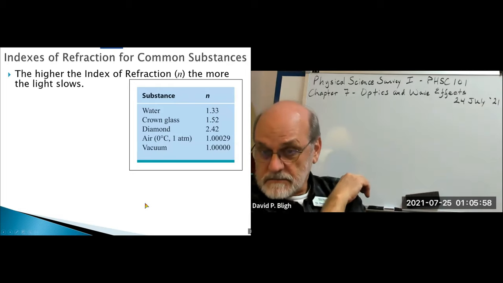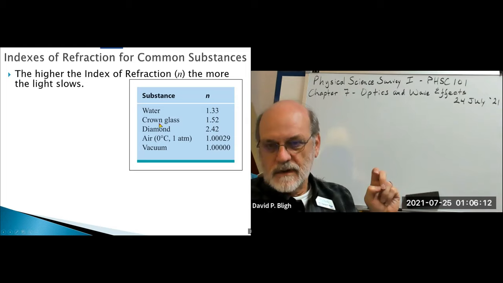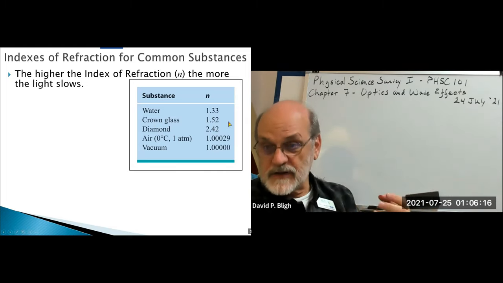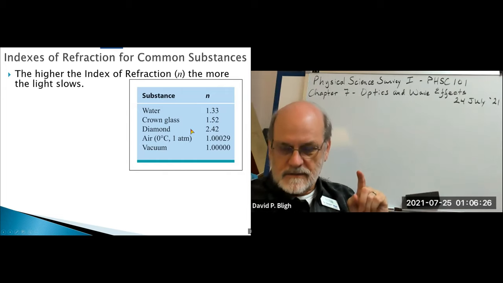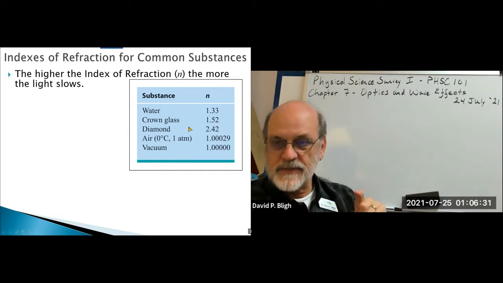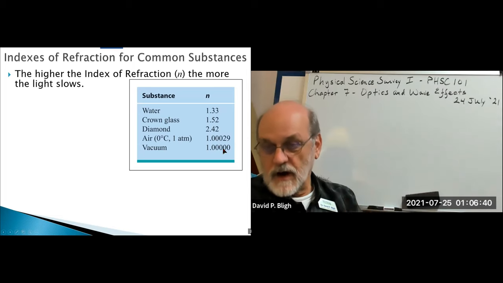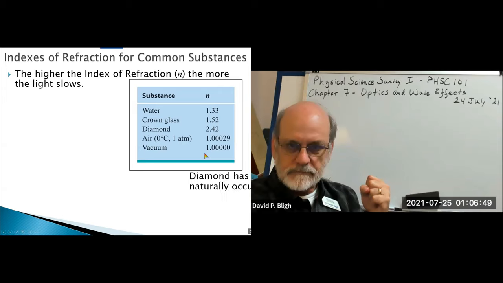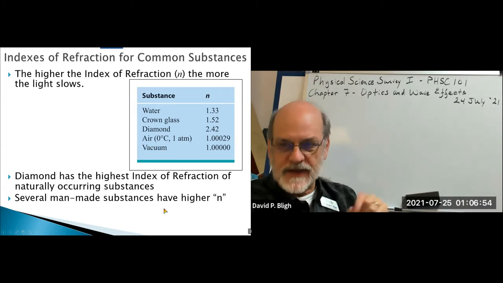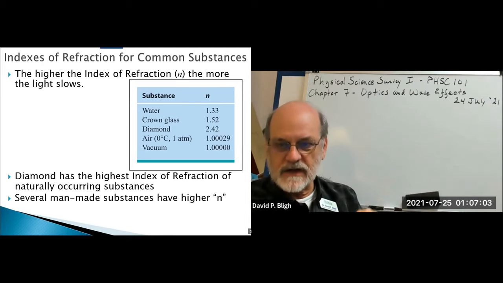These are some common substances. Water has an index of refraction of 1.33. So the speed of light in water is 33% less than it is in a vacuum. Crown glass, which is a type of glass, is 50% slower. Diamond, in fact, has the largest index of refraction of any naturally occurring substance that we know of, 2.42. Air is very close to the vacuum. And here's our reference point, vacuum. The n would be 1, of course. When you ratio something to itself, you always get 1. There are some man-made substances that have higher indices of refraction than diamond. But there's no naturally occurring substance that has a higher index of refraction than diamond.